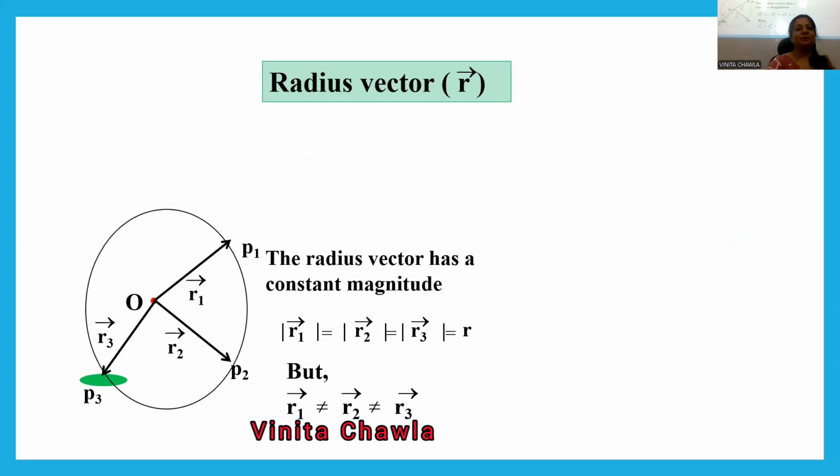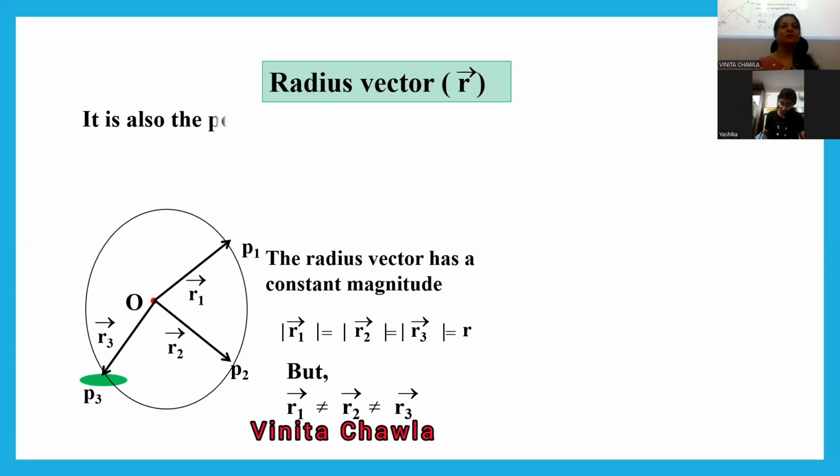But see, magnitudes are equal, but vectors are not equal, because direction is different. So magnitudes are equal. Radius vector has constant magnitude. Though magnitudes are equal, the direction in which the particular radius vector is pointing is different. So vector R1 is not equal to vector R2 is not equal to vector R3.